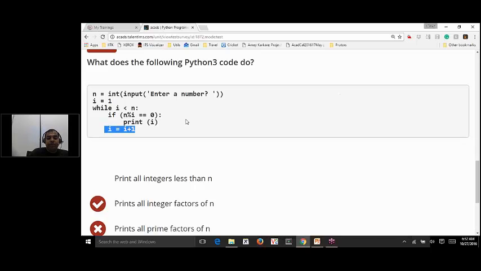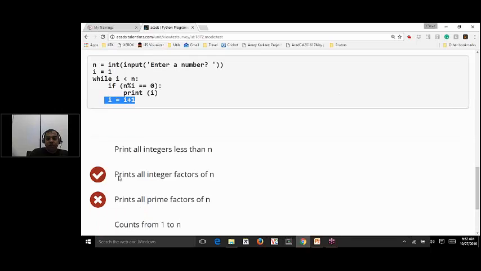So as you can see, this is printing all integer factors of n. It is not printing all integers because printing is happening under an if condition. It is not printing prime factors because clearly we are not even doing any primality testing.